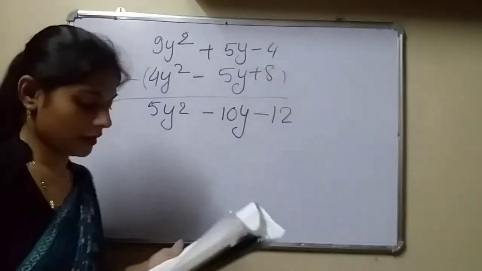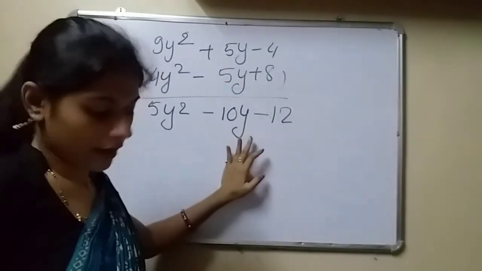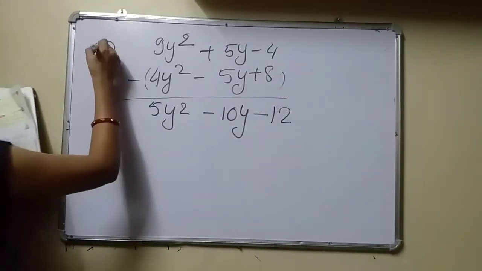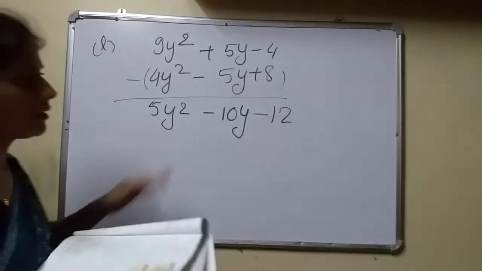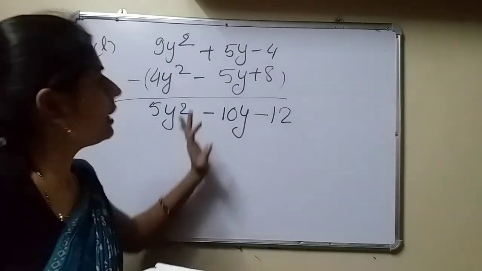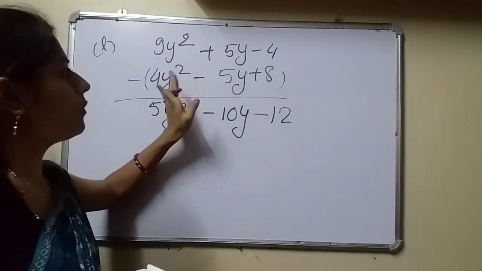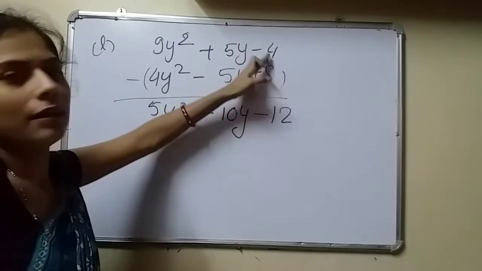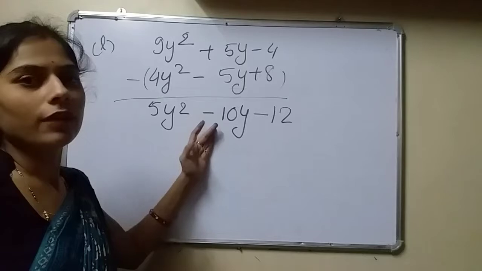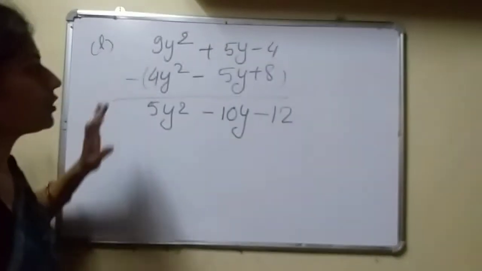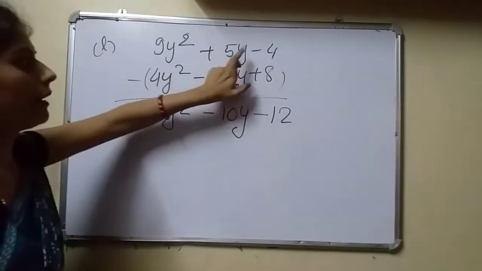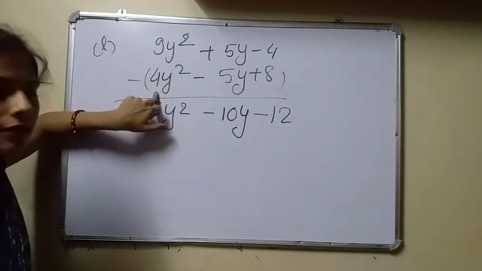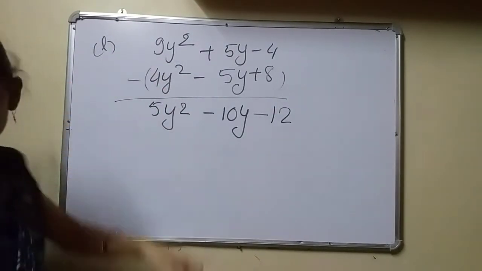See in question number L, it is not I, it is L. Okay, in this question no need to change the expression, don't change 4y square minus 5y plus 8 to 9y square plus 5y minus 4. Directly solve it, otherwise you will not get the answer, because you can see here 9y square plus 5y minus 4, the first expression is greater than the second, so you can directly subtract it.